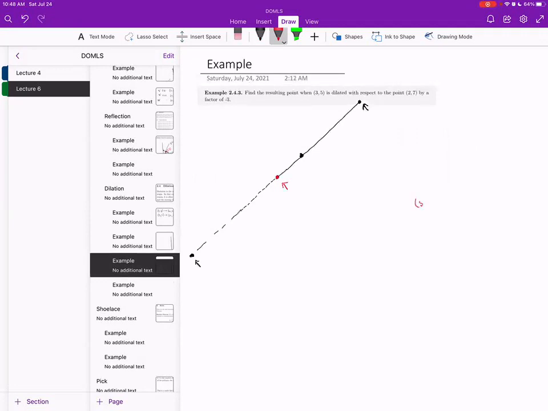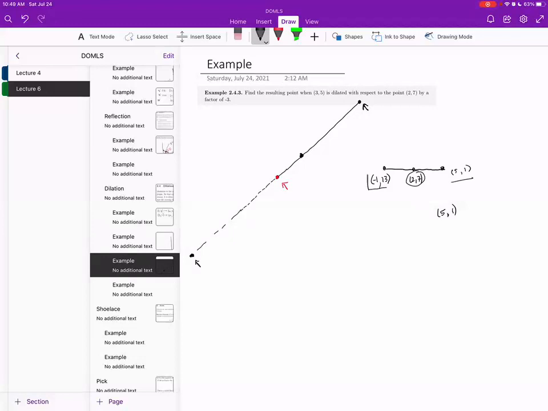So 5, 1, oops, I'll use black again. 5, 1 is one of the endpoints of the segment that has midpoint 2, 7. So what that means is that the other point is just going to be negative 1, 13. And the reason is what we want is these 2 points to satisfy that this middle point is the midpoint of the 2 endpoints. So we could just use the midpoint to find the other endpoint.